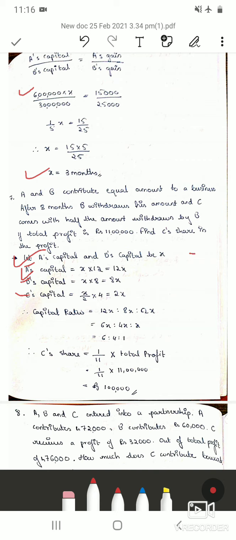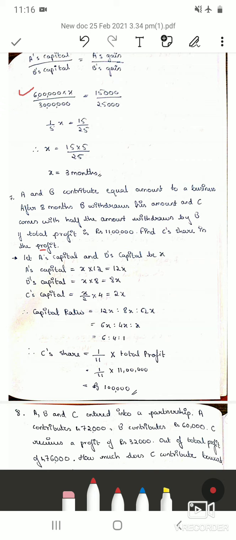If B's capital is x, half the amount of B will be x by 2, and C stays in the business for the next remaining 4 months. So when you simplify, this will be 2x. Therefore, we got the capitals of A, B and C. A's capital is 12x, B's capital is 8x and C's capital is 2x. So once we get the capitals, we can easily find out the capital ratio. So the capital ratio is 12x is to 8x is to 2x.